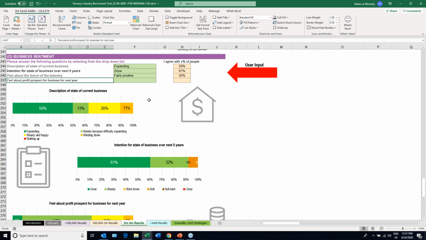Feel about profit prospects for next year. I profited this year and so did a lot of other people, so I think I'm going to profit again. I'd like it to be considerably higher, but I'd say probably slightly higher. About 58% of people consider the same thing. How many people are rocketing along? 8%. Considerably lower? Nobody. And same, a quarter.